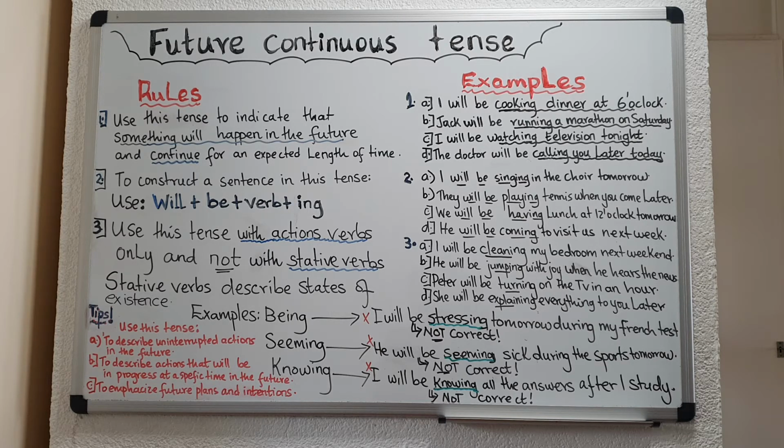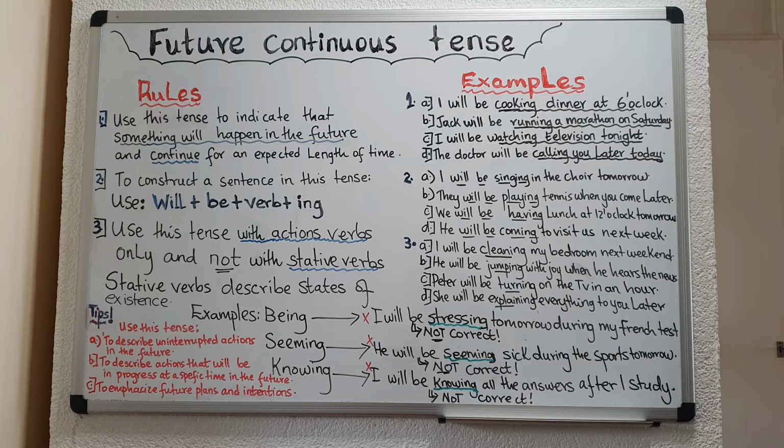Now, there are some rules that we have to try and follow as much as possible to ensure that we use the future continuous tense correctly, either in speech or in writing. Rule number 1. Use this tense to indicate or to show that something will happen in the future and continue for an unexpected length of time.